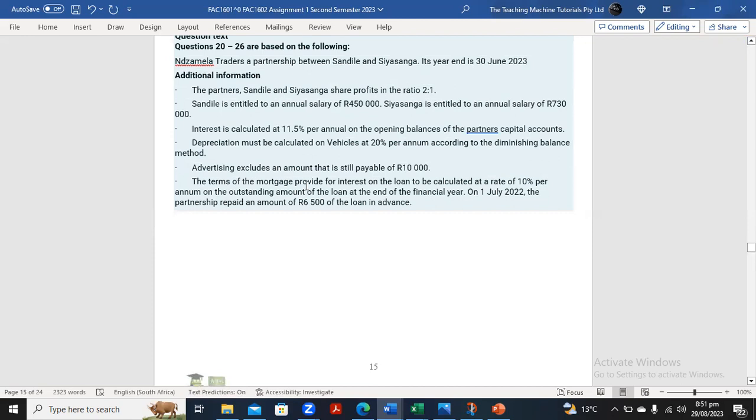Guys, so if it's given like this, it means that Sandile will get 2, Sianga gets 1. And the total ratio is how much? How much is 1 plus 2? It is 3. So if I want to calculate for Sianga, I will say amount multiply 1/3.